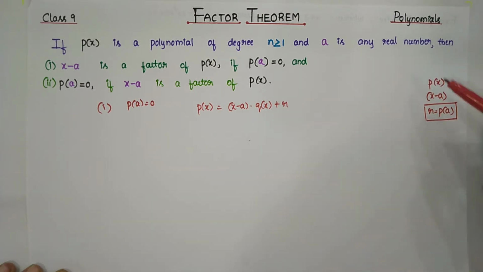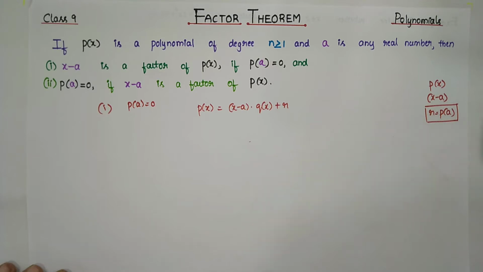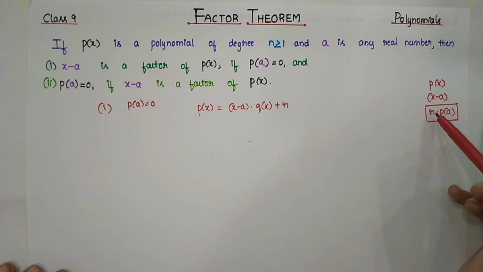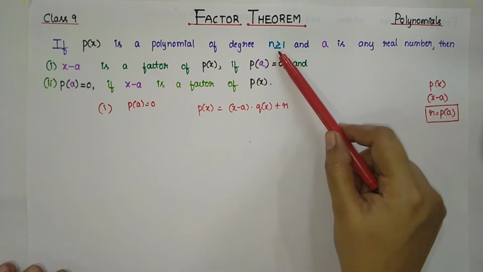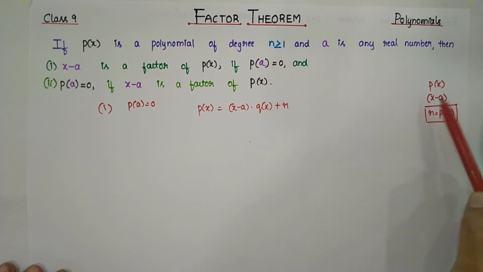If you want to know about the remainder theorem in detail, you can refer to my previous video in which I have explained that. Here I am not going to explain that. Directly I am going to take that remainder is equal to p of a. So from the remainder theorem, we have remainder is equal to p of a when the polynomial p of x of degree greater than or equal to 1 is divided by the linear polynomial x minus a.